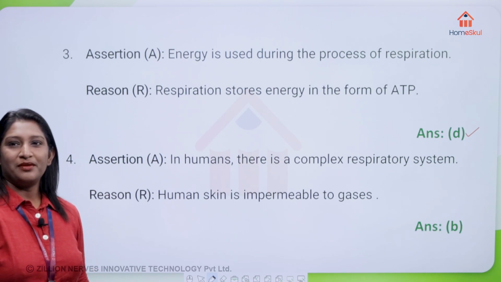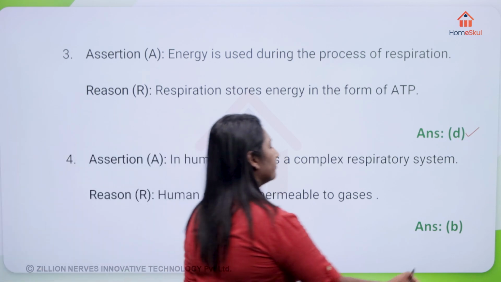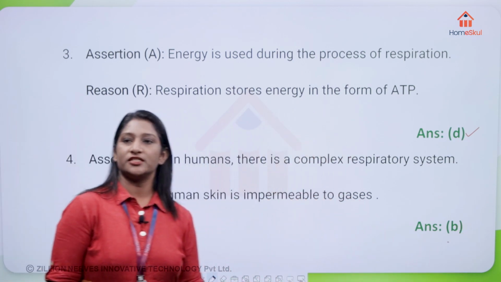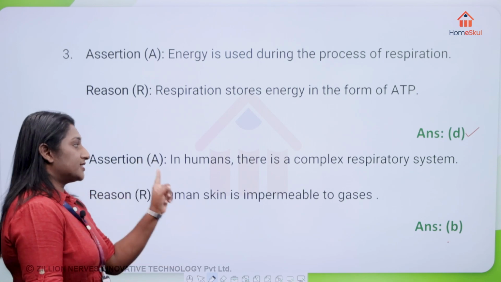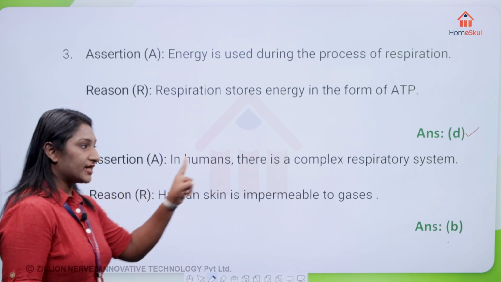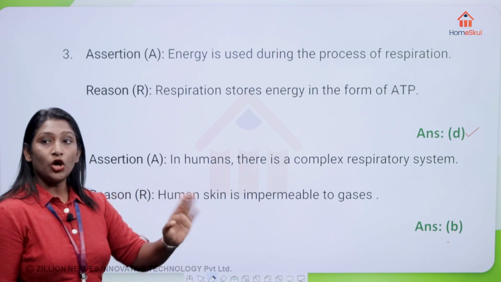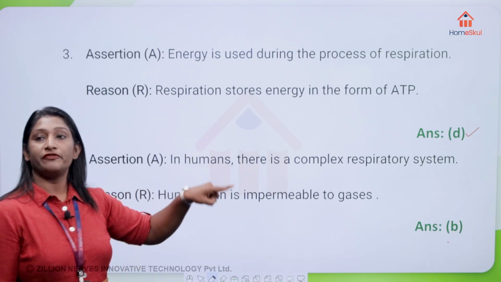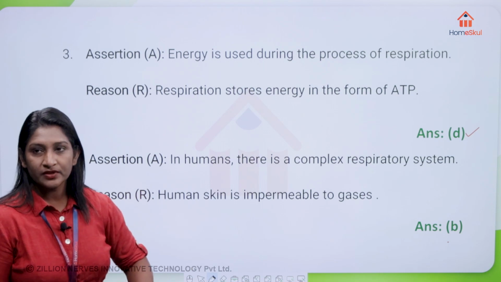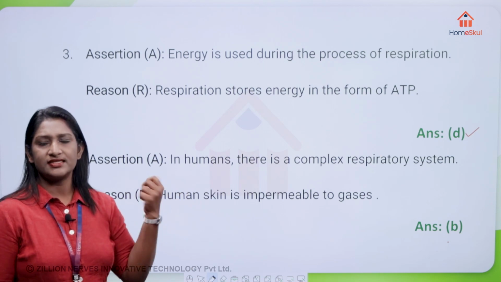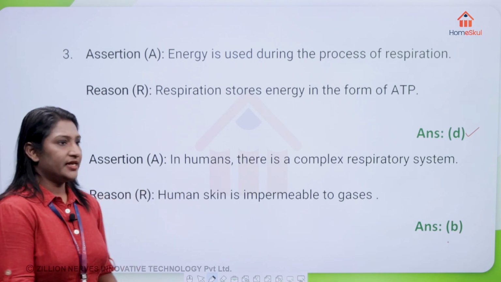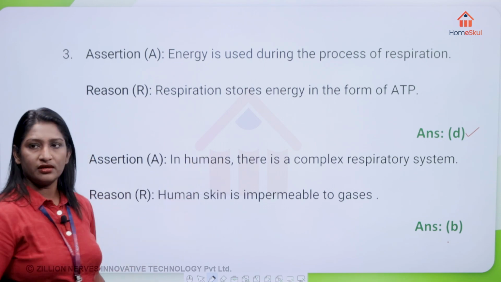And my answer here is option B. Is this true? That's my question. If assertion is true, reason is true, but reason is not the correct explanation of assertion, isn't it? So which one will be the answer? Does the statement clarify this one?